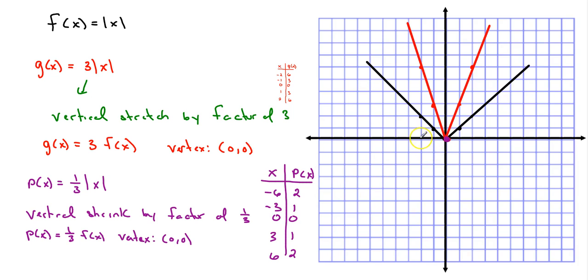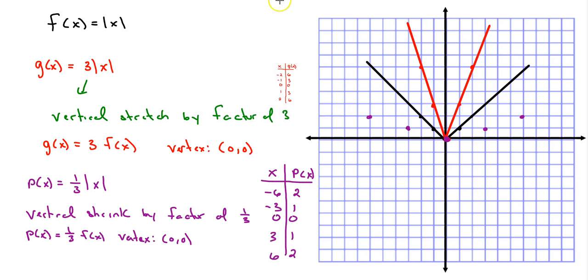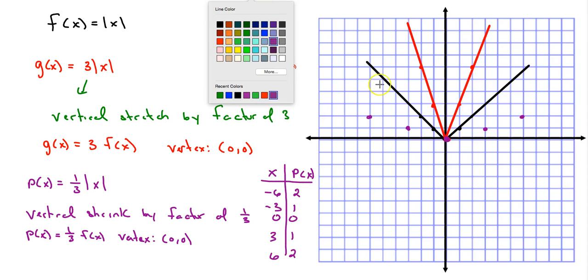-3, 1. 1, 2, 3, 1. -6, 2. 4, 5, 6, 2. And I'm going to go the other way. 1, 2, 3, 1. 4, 5, 6, 2. And I'm going to graph this one here in purple.